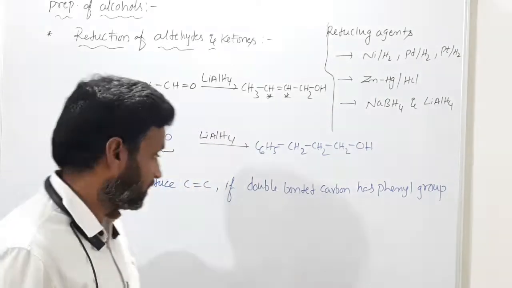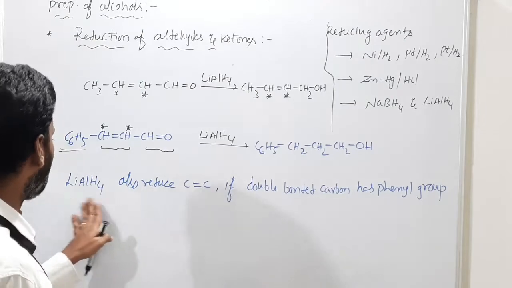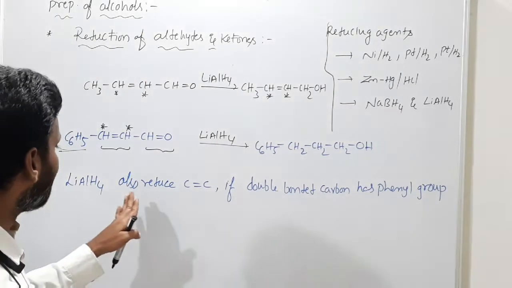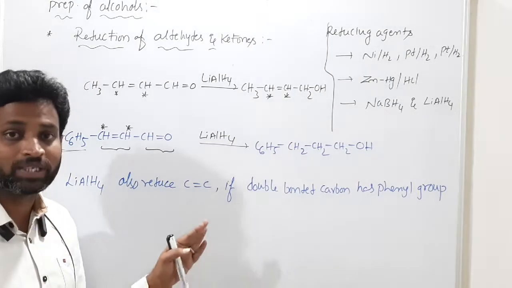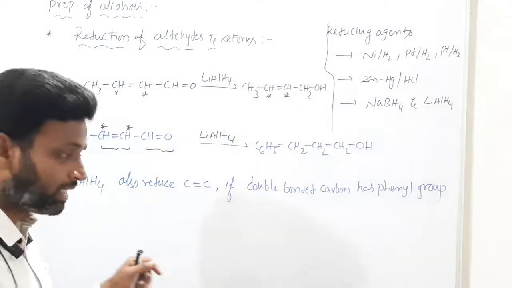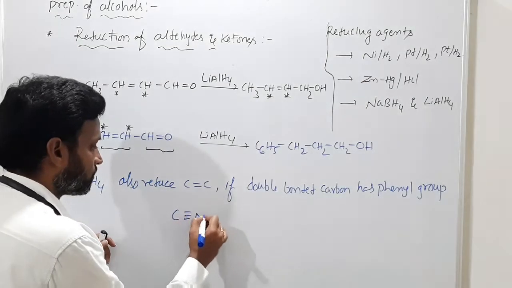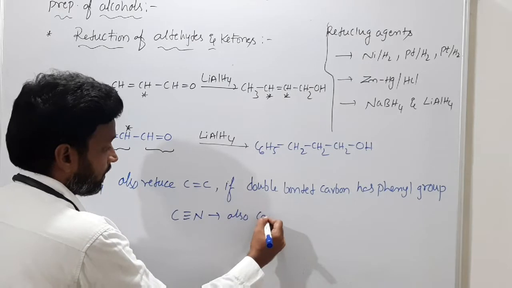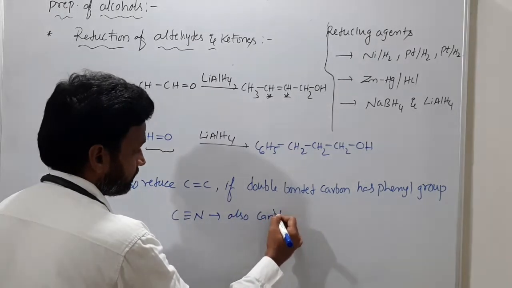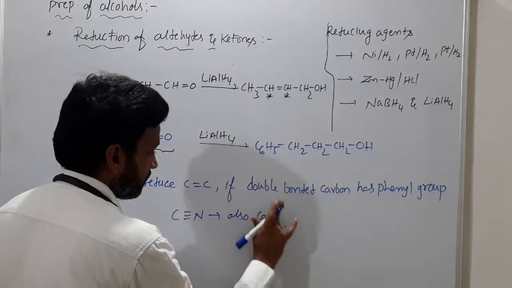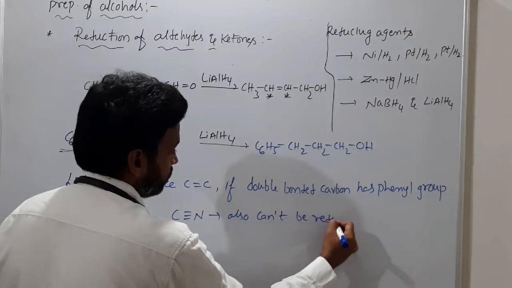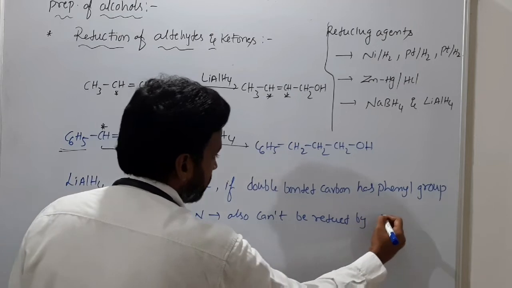This LiAlH4 and NaBH4 will never reduce C double bond C, C triple bond C and C triple bond N also. This also cannot be reduced. C triple bond N also cannot be reduced. Okay. Reduced by what?